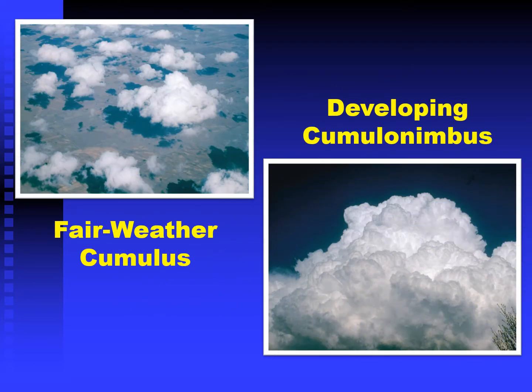So here we are looking at, on the top left, your cumulus humilis clouds, fair weather clouds. And of course on the right, you're looking at cumulus congestus that is developing into a cumulonimbus cloud, and it looks like we are building a thunderstorm.